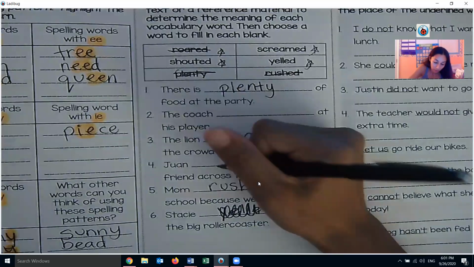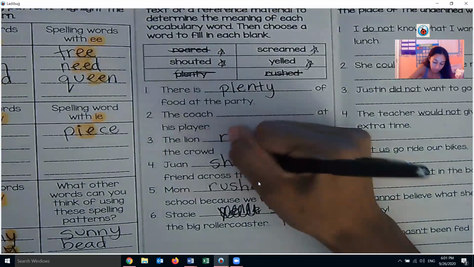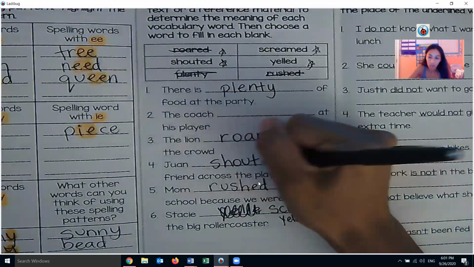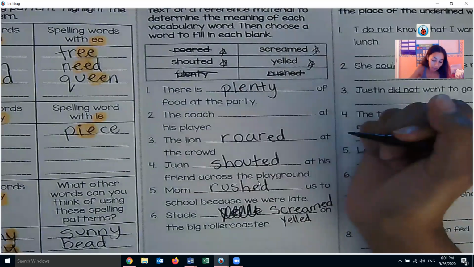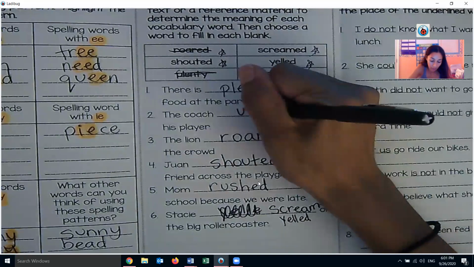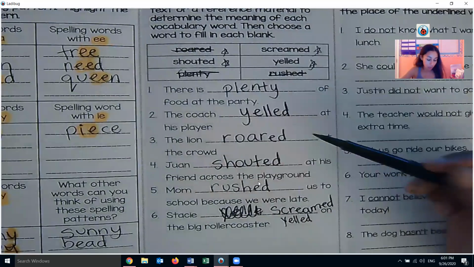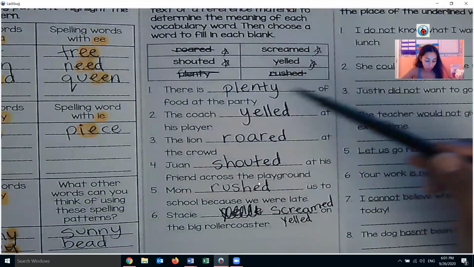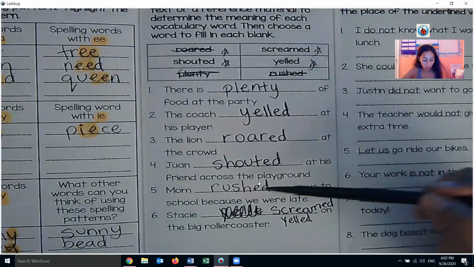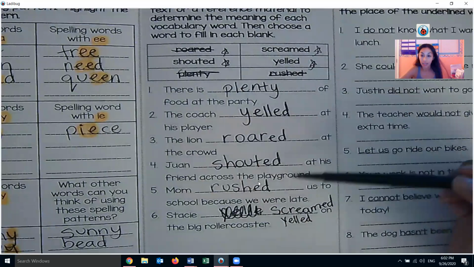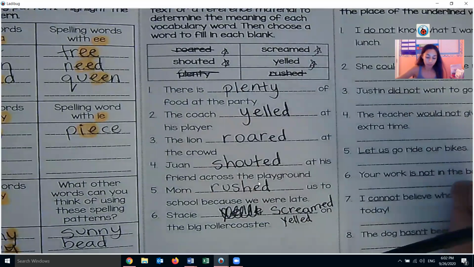I agree that they kind of make sense in each of these three. Shouted, yelled. But we'll make sure, yeah, we'll leave roared, we'll stick with the lion, plenty with the food, rushed to school, and then yeah, the other, again, can kind of interchange.